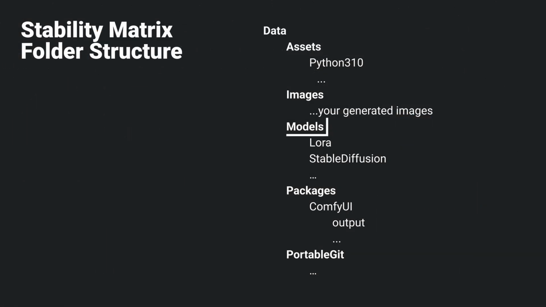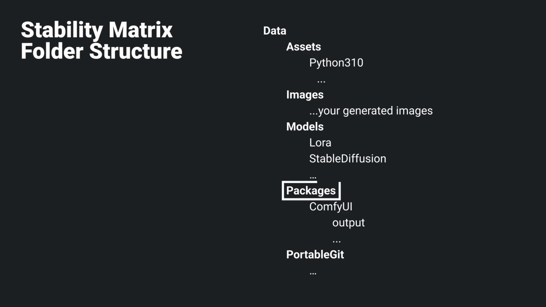The models folder is where Stability Matrix stores all your downloaded models. Inside you will find subfolders for different types. Most important is the Stable Diffusion folder for your checkpoint models like SD 1.5 or SDXL. You can also add models manually. As long as they are placed in the correct subfolder based on type, they will automatically show up in ComfyUI.